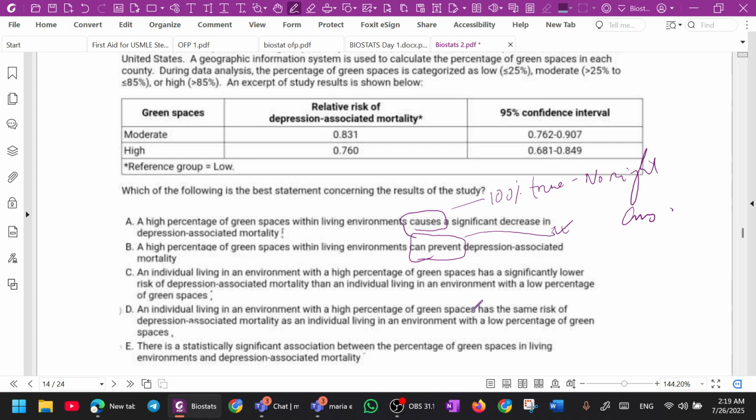Let's do C. If we don't find anything better, maybe that one is the answer. An individual living in an environment with a high percentage of green space has significantly lower risk of depression mortality than an individual living in an environment of the low percentage of green space. What do you think? True. Did they give you the low percentage here? No information is given on low percentage. So how do you know that it's higher or lower? Okay, then it is out.